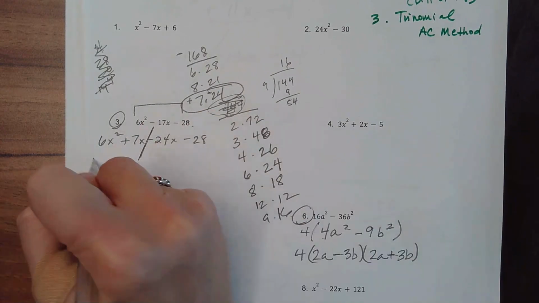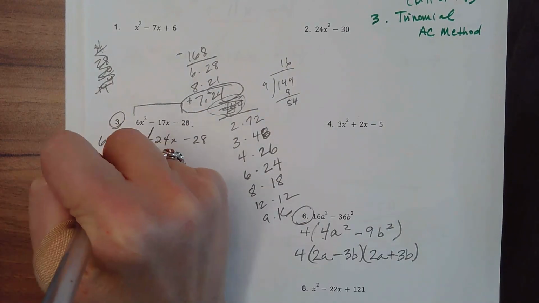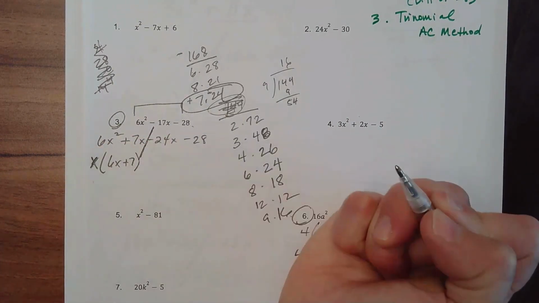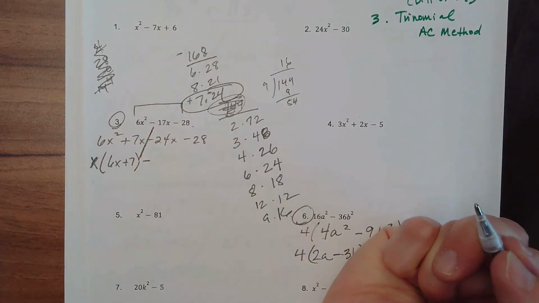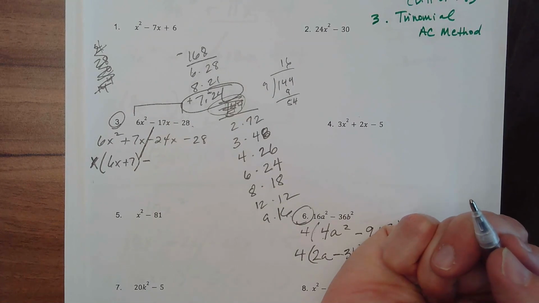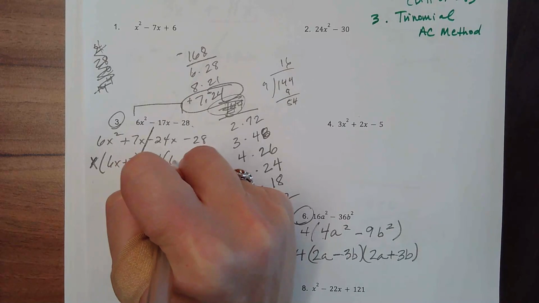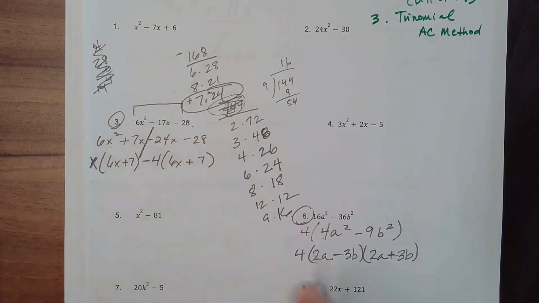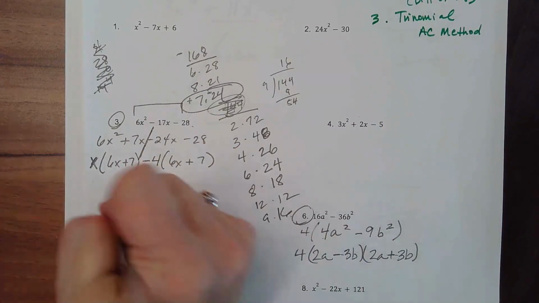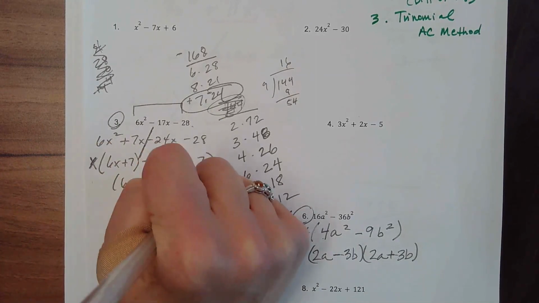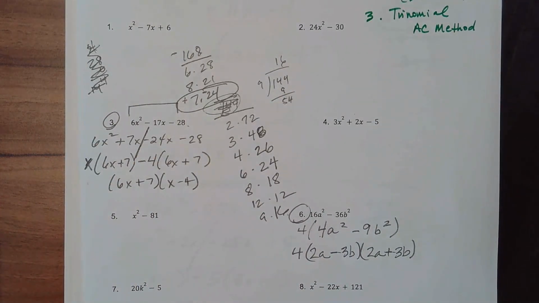All right, let's factor out what they have in common. My GCF here would just be x. So x times 6x plus 7. Looks like I'm going to bring down a minus sign. My GCF here would be 4. So I would have 6x plus 7. Notice those two parentheses are the same. So it factors into 6x plus 7 and x minus 4. All right, that's your AC method.